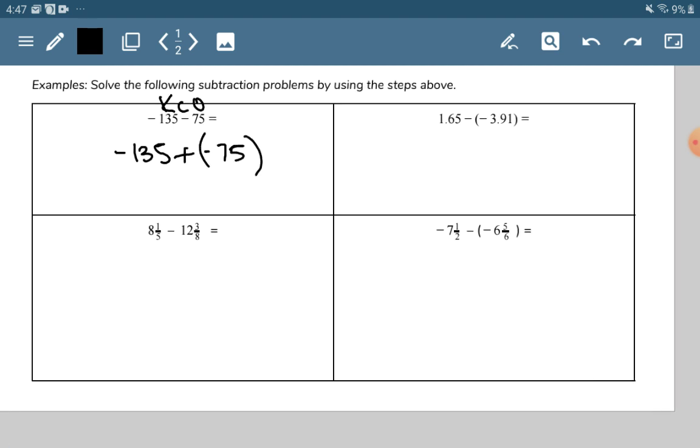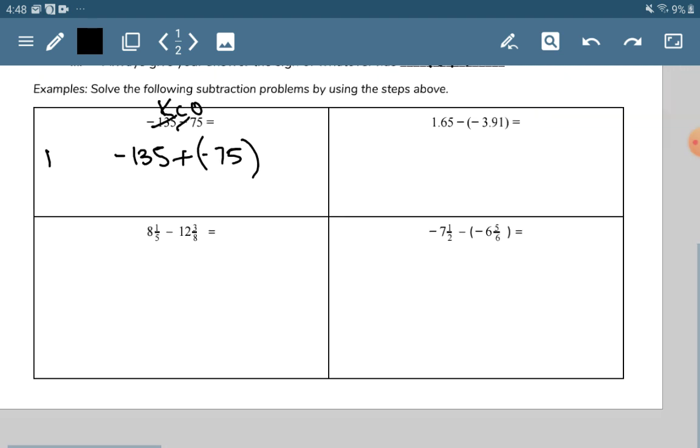Again, another trick is to cross off as you go. We kept negative 135. We changed the subtraction. Now it's very obvious that that 75 was a positive. We changed it to a negative. Now you can look at your signs. You can see your signs are the same. When your signs are the same, you add them. So my next step would literally be to add those 135 plus 75. When you add straight down, you're going to get 210.